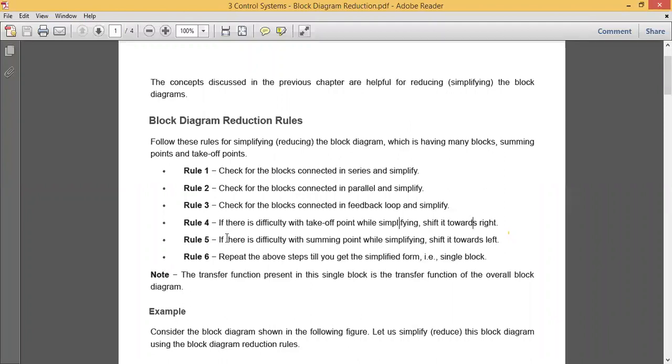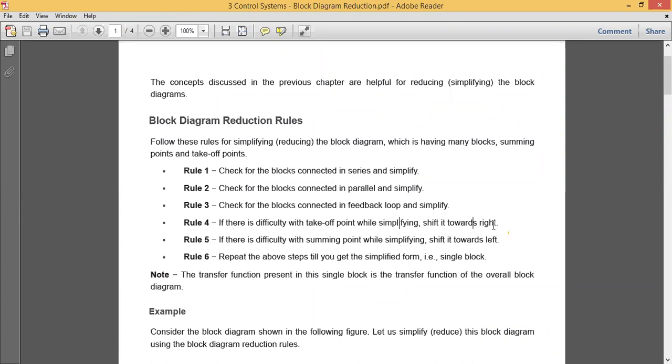Then what is rule number 5? If you find any difficulty with the summing points while simplification, shift it towards the left. So remember: blocks in series, go for multiplication. Blocks in parallel, go for addition. Try to solve the feedback. If you have any takeoff points, try to shift them towards the right side. Make it, as far as possible, that your takeoff points are towards the right side, I repeat.